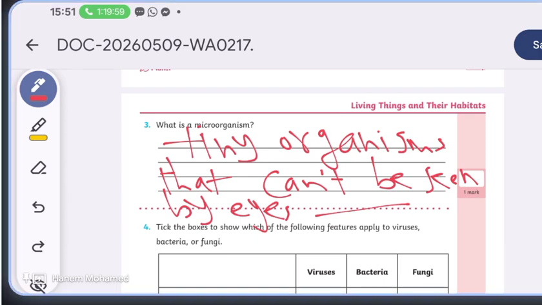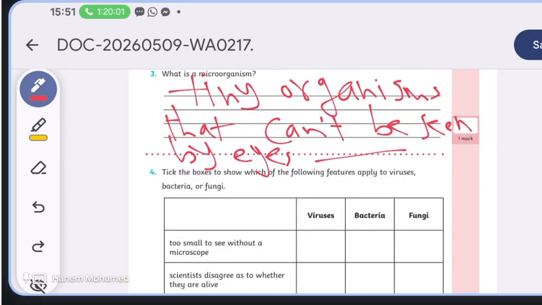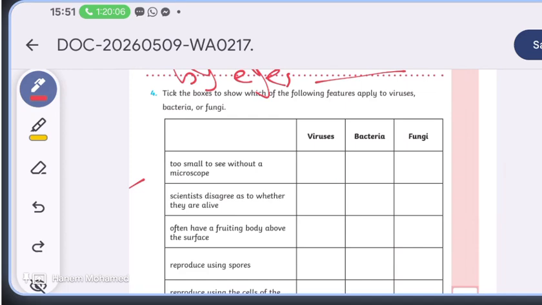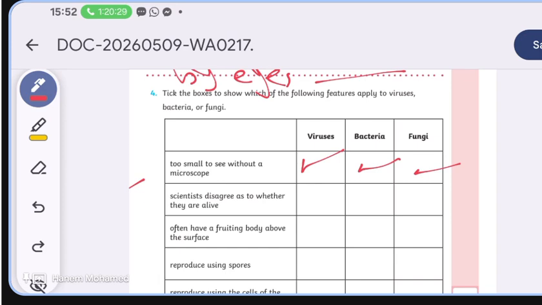And the next here. Judy, close your mic. We said we have many microorganisms like viruses, bacteria, and fungi. He is giving you some information, and you have to decide for each one. Maybe this information is for all of them, maybe it's only for one. Too small to see without a microscope. Only one or all of them? All of them, they are microorganisms already. They are called microorganisms. So micro, they need a microscope, right?